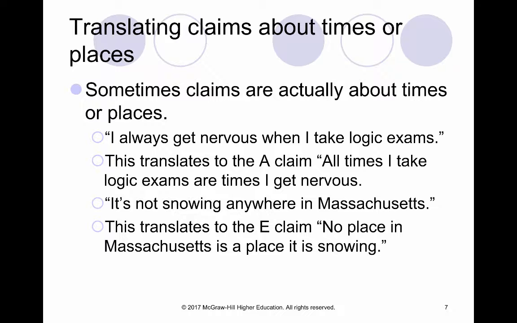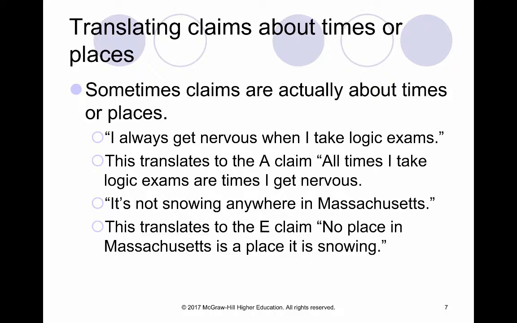So what the speaker is claiming is actually "every time I take a logic exam, I get nervous," which can be translated to an A claim that's a little bit awkward, but fits: "All times I take logic exams are times I get nervous." So it's all A, times I take logic exams, are B, times I get nervous. When a person makes claims about something always happening at a particular time, that's the subject, not what happens.